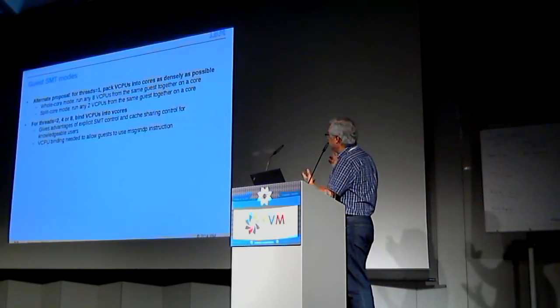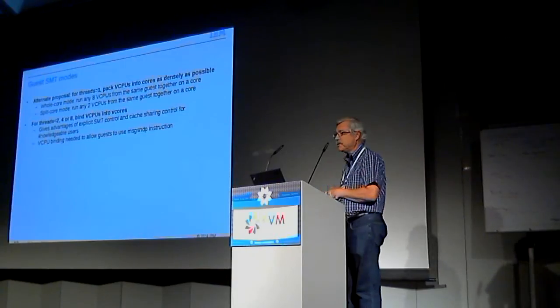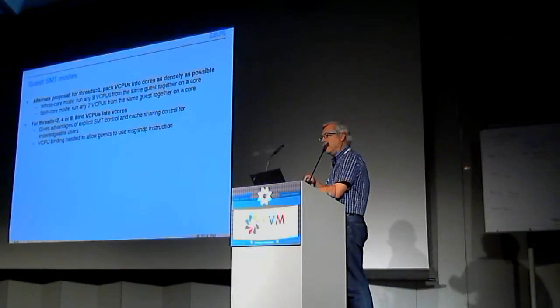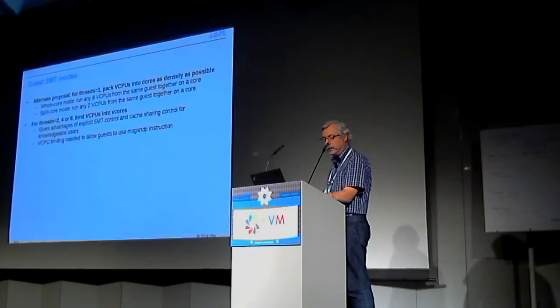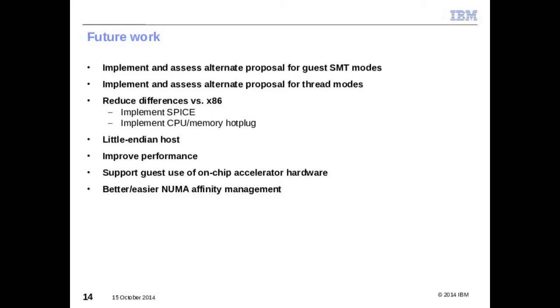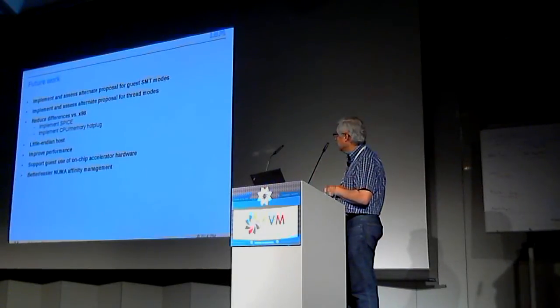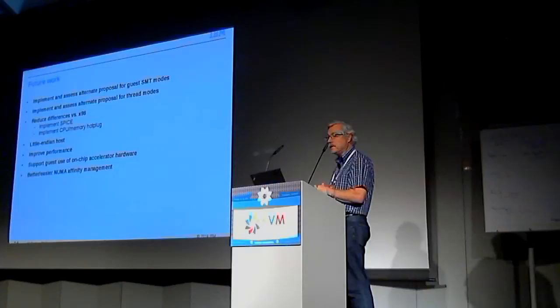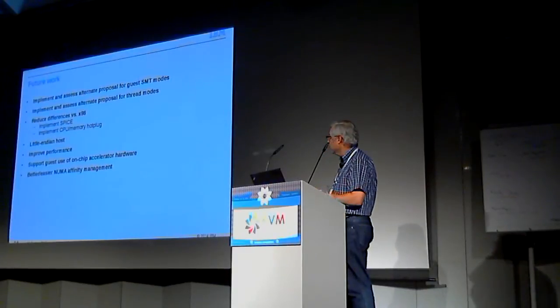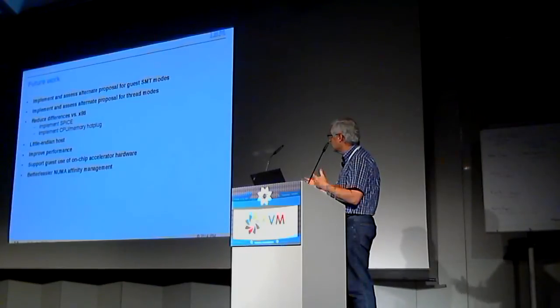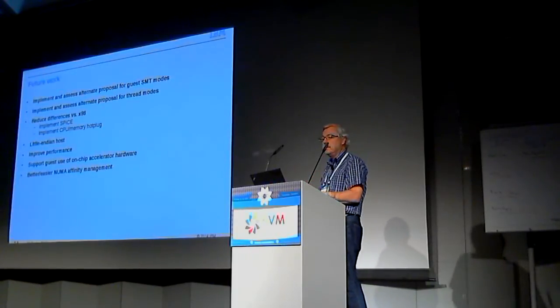So that's my proposal. We'll try that out. I'd be interested to hear any reactions to how people think that might work or not work. And finally, the future work is to look at these things that I've talked about, to reduce the differences versus x86, do a little-endian host operating system, improve performance, etc. Questions?